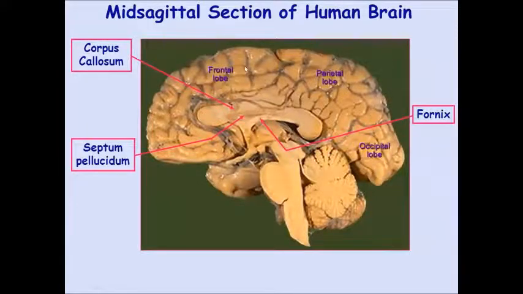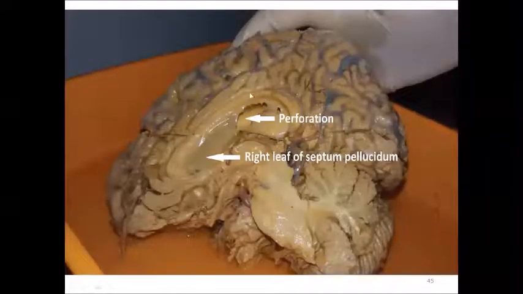This is a mid-sagittal view of a brain. This is the anterior part, frontal lobe, parietal lobe, occipital lobe. This is the fornix, this is the corpus callosum, and this thin layer we can appreciate is the septum pellucidum. This is another dissected view where we can appreciate the corpus callosum and the thin layer of the septum pellucidum.